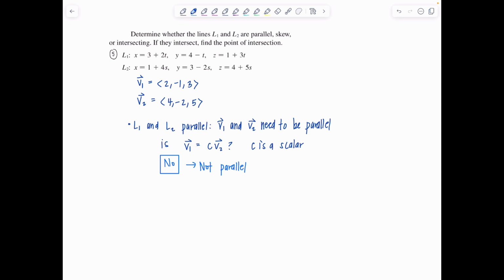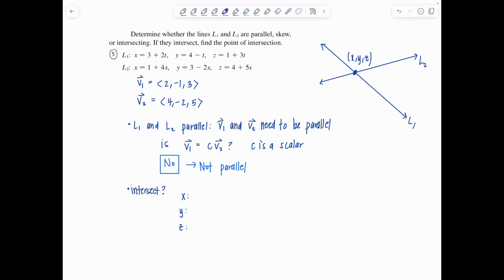Now I want to check, okay, well, do they intersect? Well, what does it mean for 2 lines to intersect? It would mean that they share a point in common. So here's line 1, here's line 2. If they intersect, then they have in common some ordered triple, x, y, z, which means that the x components, y components, and z components should all coincide at some value.